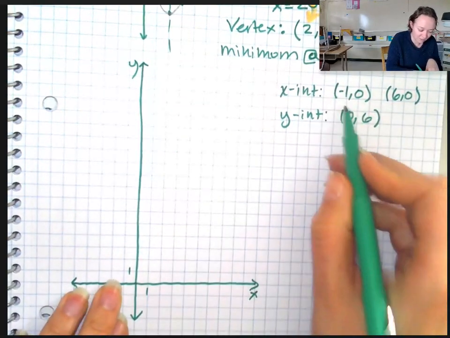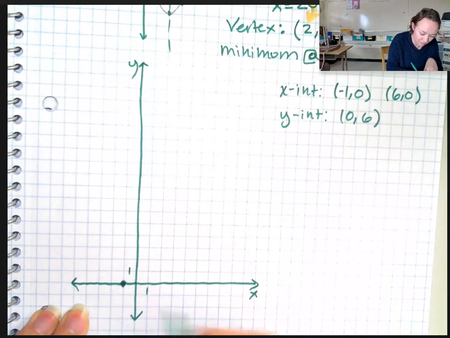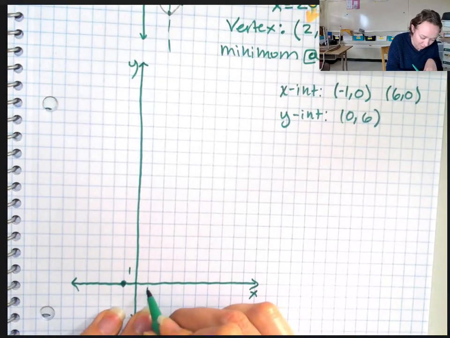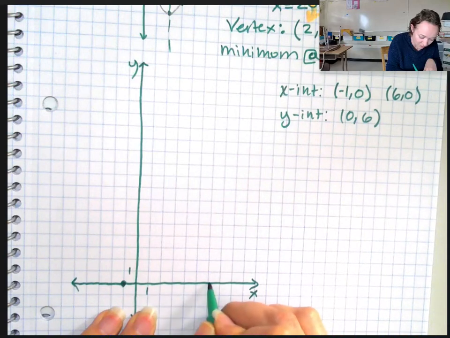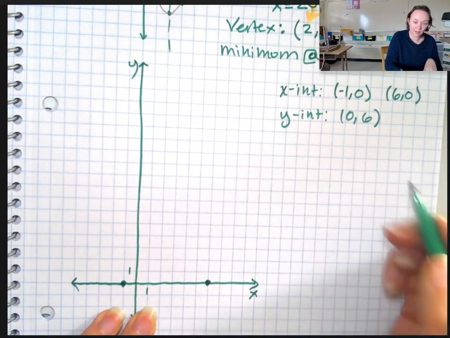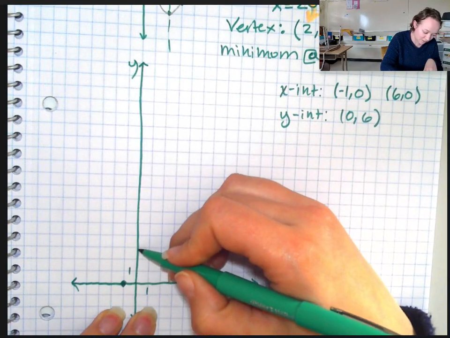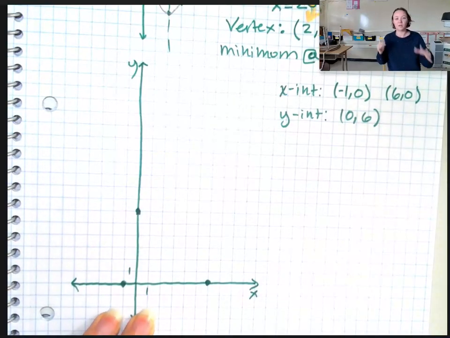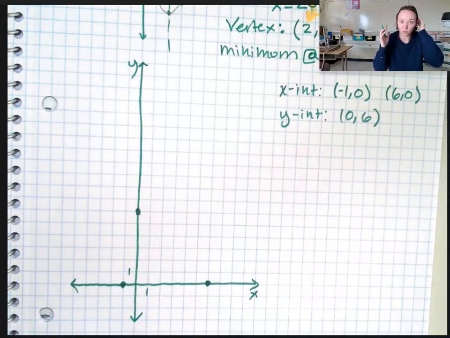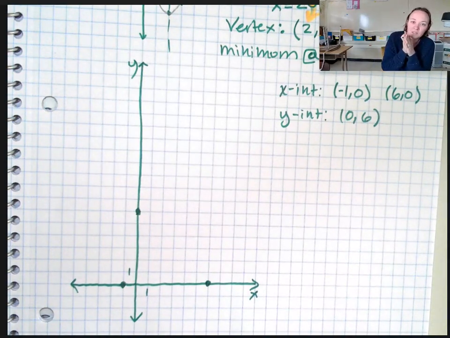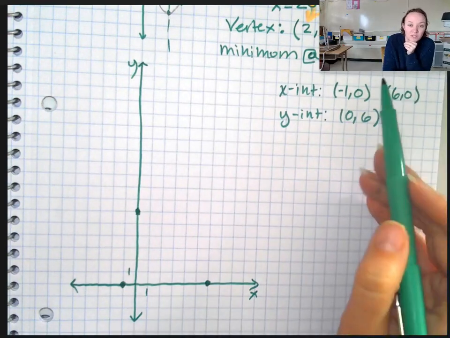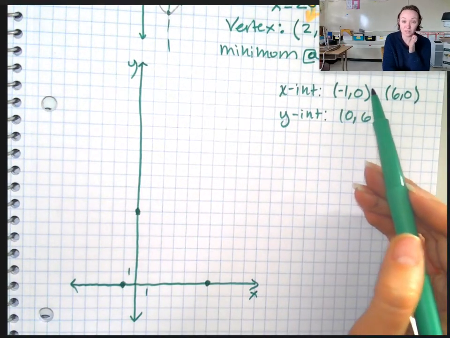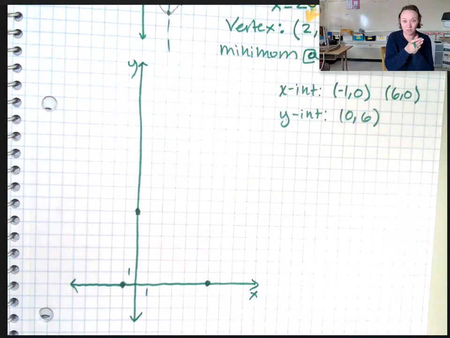Okay, so we have x-intercepts at (-1, 0) and (6, 0). And then there's going to be a y-intercept at (0, 6). Okay, now what we just learned was that the line of symmetry is always halfway in between those x-intercepts. So if you know the x-intercepts, you can find the line of symmetry by finding the halfway point between them.